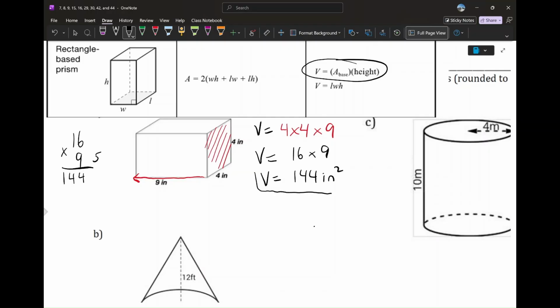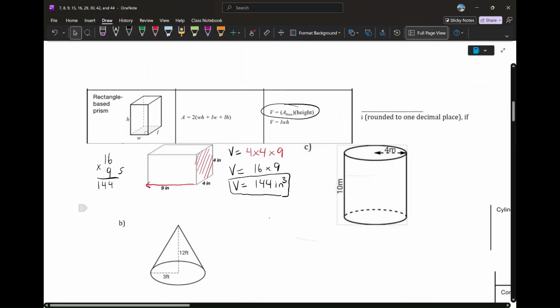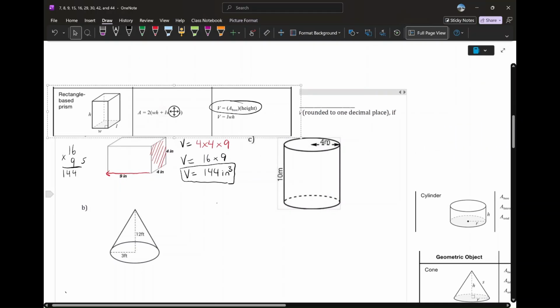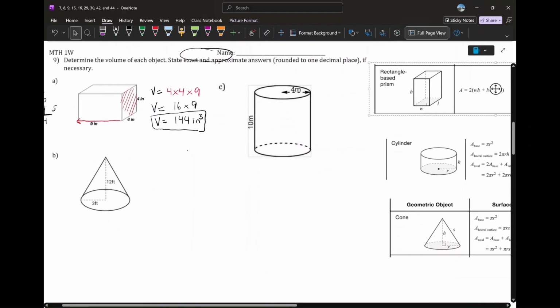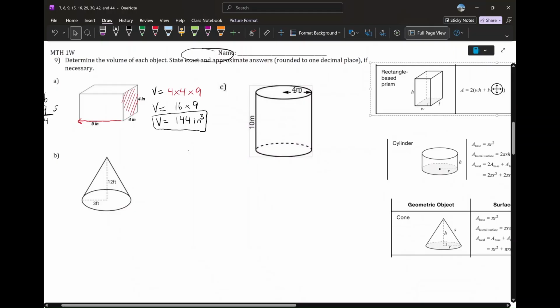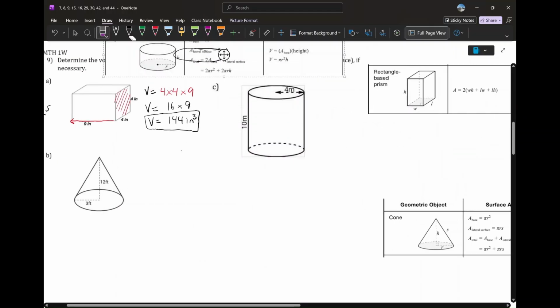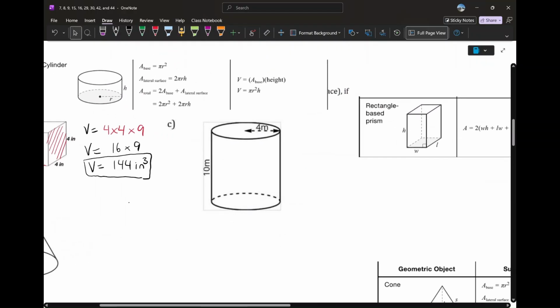Well, sorry, not squared inches, my bad. Cubed inches, because we're working with 3 dimensions. We're looking at the volume. So again, you will be given this formula on the exam. The same goes for the cylinder. If we're going to be finding the volume of this cylinder, we know the volume is given here.